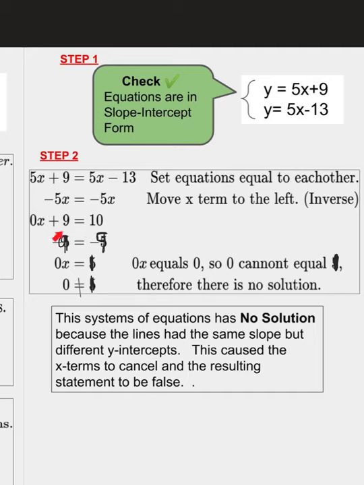Sorry for my mistake here, but then you will subtract 9 on both sides. Negative 13 minus 9 gives you negative 22. 0x equals negative 22, but that cannot be true because 0x equals 0. So 0 cannot equal negative 22, therefore there is no solution. This system of equations has no solution because the lines have the same slope. If you remember from the intro to systems of equations, when they had the same slope but different y-intercepts, they had no solution because they formed parallel lines. This caused the x terms to cancel and the resulting statement to be false. So you can see 0 does not equal a nonzero number.